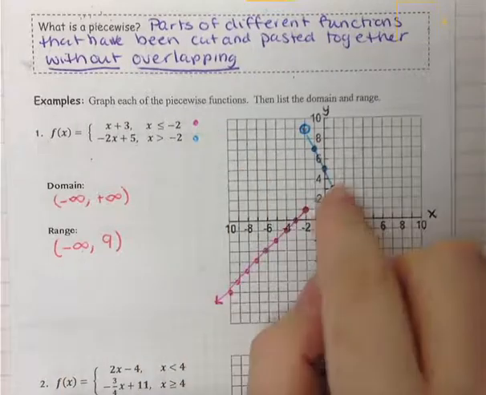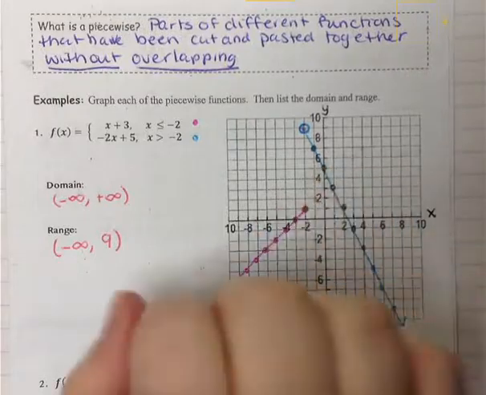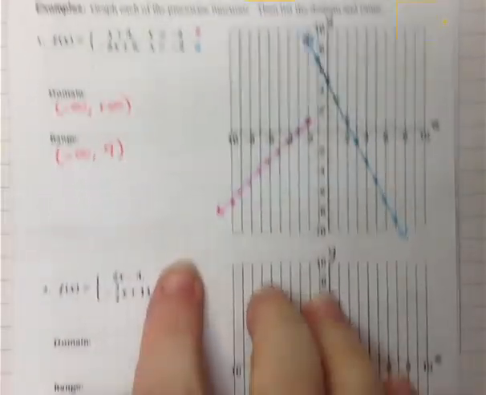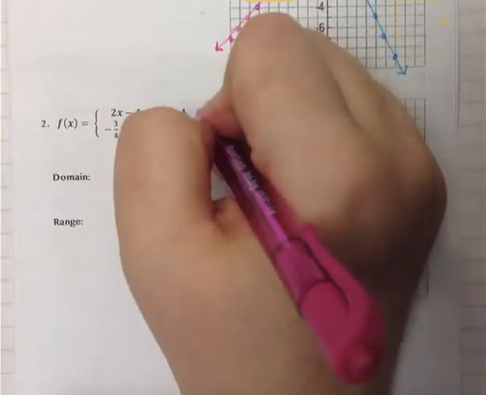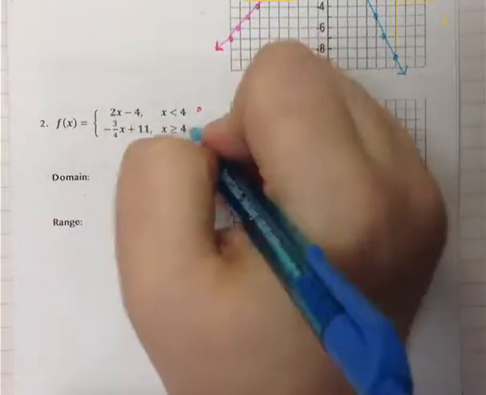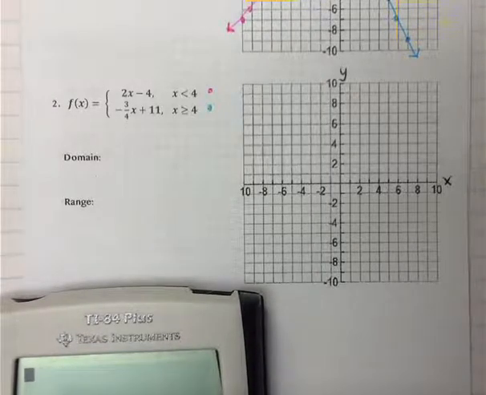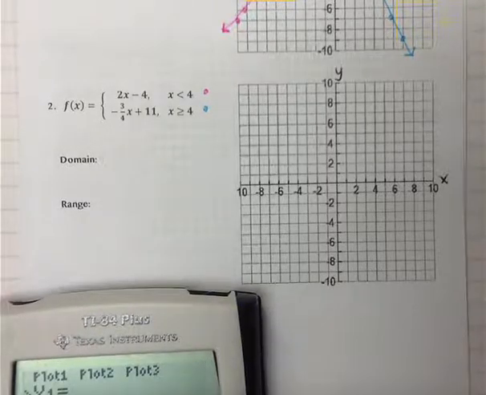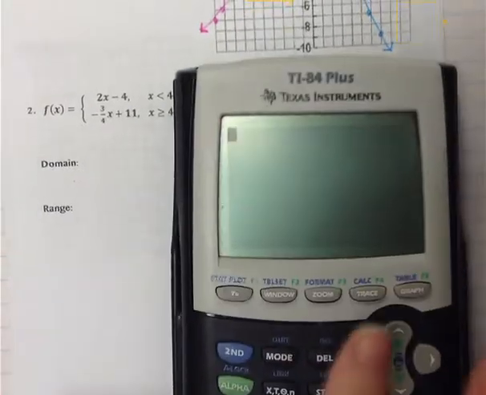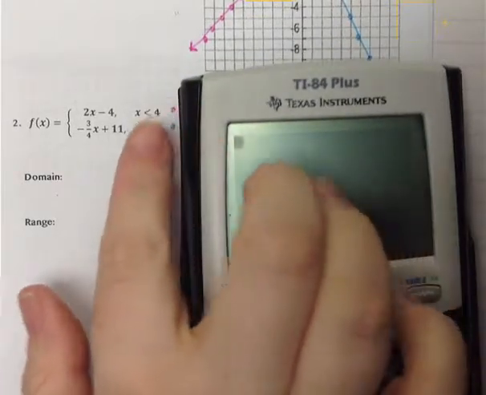So on this one, we graph the equation, and then we erase part of it. You can also still do this in your calculator as long as you mind the restrictions as you go. So again, I'm going to use pink and blue to graph these. In my calculator, I'm going to graph the first one without looking at the graph at all.